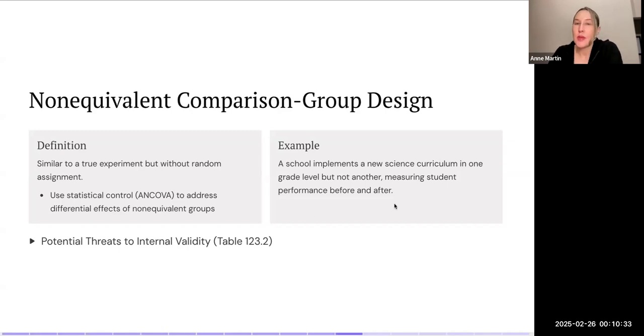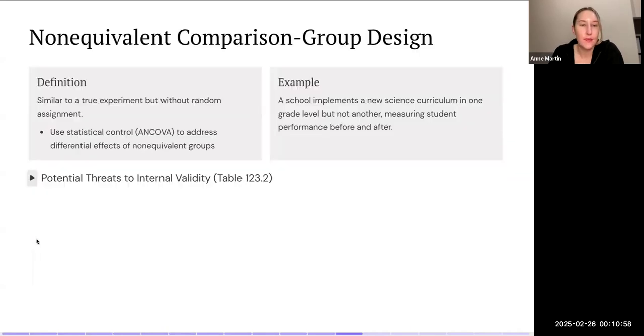So for instance, maybe a school is implementing a new science curriculum and they're doing it mid-year, so they're not going to randomly assign students to who gets it and who doesn't. So they give it to one grade level and not the other. But they're going to need to use statistical control. Perhaps one grade level had higher science aptitudes before than the other. So by using statistical control, then they're able to compare.